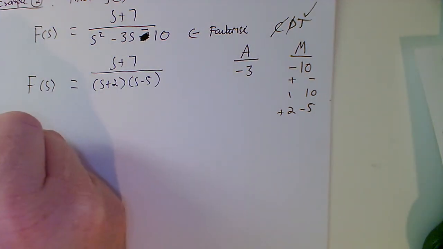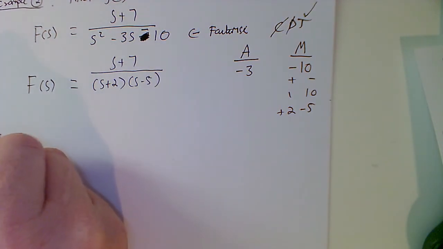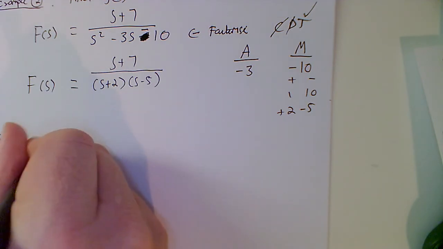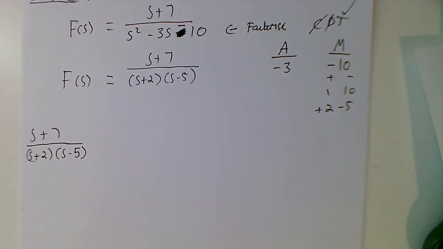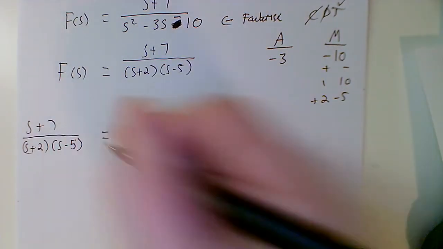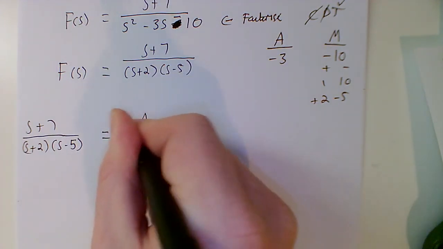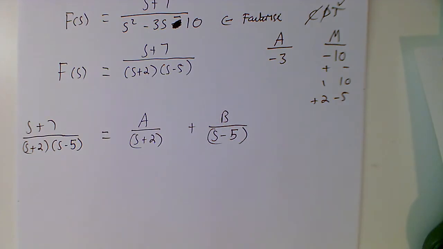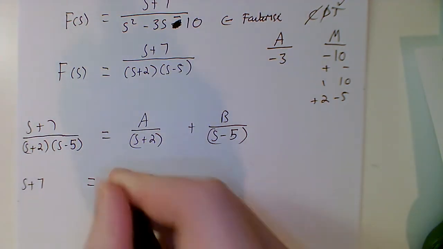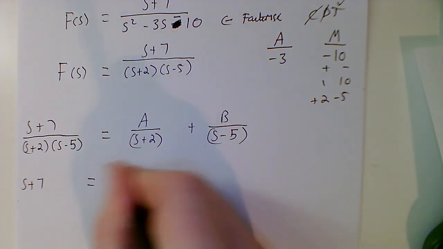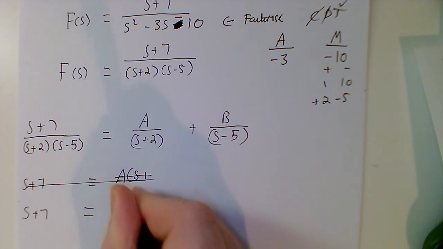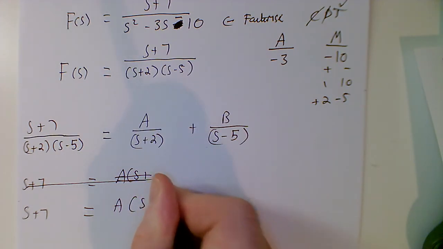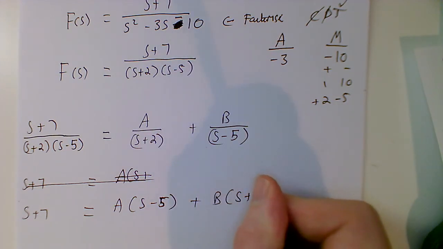Okay, so let's do our partial fractions. So s plus 7 all over s plus 2, s take away 5 is a over s plus 2 plus b over s take away 5, like that there. Now, multiply everything through by the bottom. Like that.